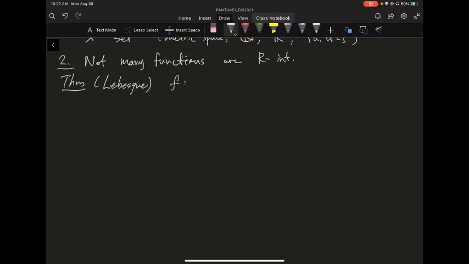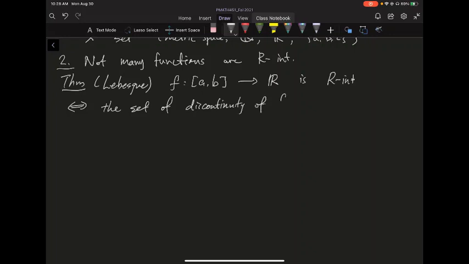So if you're given a function f from [a, b] to R, well, this function is Riemann integrable if and only if this function is almost continuous. What do I mean by almost continuous? It means the set of discontinuities of f, which is basically all the x where this function is not continuous, is of Lebesgue measure 0, or you say it's a Lebesgue null set.